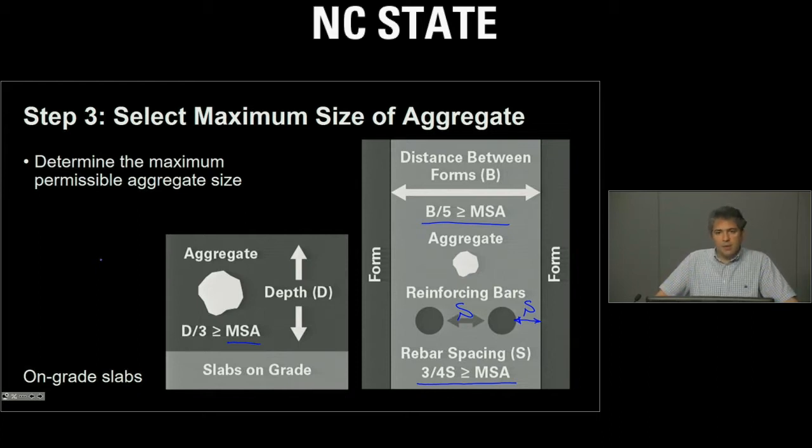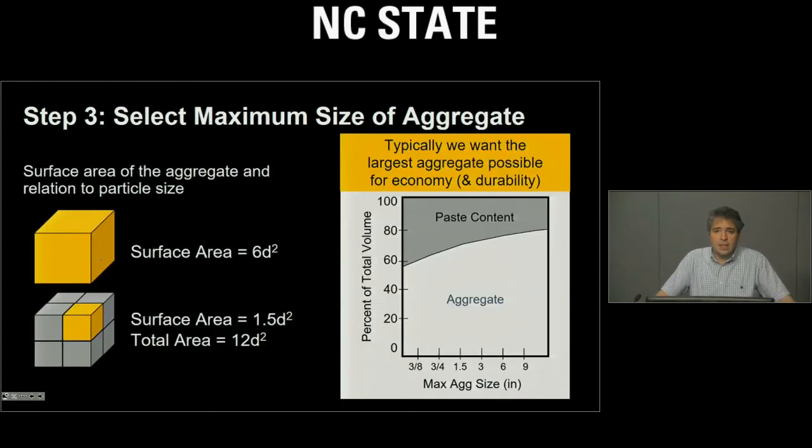Now, some of you will be wondering, why do we even need to consider maximum size of aggregate? Why don't we use a very small aggregate? Then in that case we don't have to worry about step number 3. The reason is that we want to use the largest aggregate possible for economy and durability of our concrete mixture.